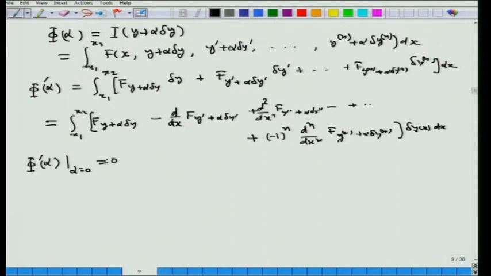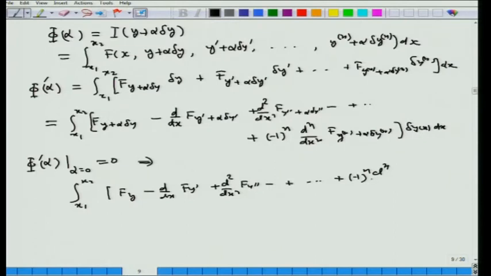And so now the condition is phi prime of alpha at alpha equal to 0 must be equal to 0, that is the necessary condition. And so it implies that the integral from x 1 to x 2 of f y minus d by dx of f y prime plus d 2 by dx 2 of f y double prime, and so on, minus plus, and minus 1 to the power n d n over dx n of f y n, times delta y dx equal to 0.